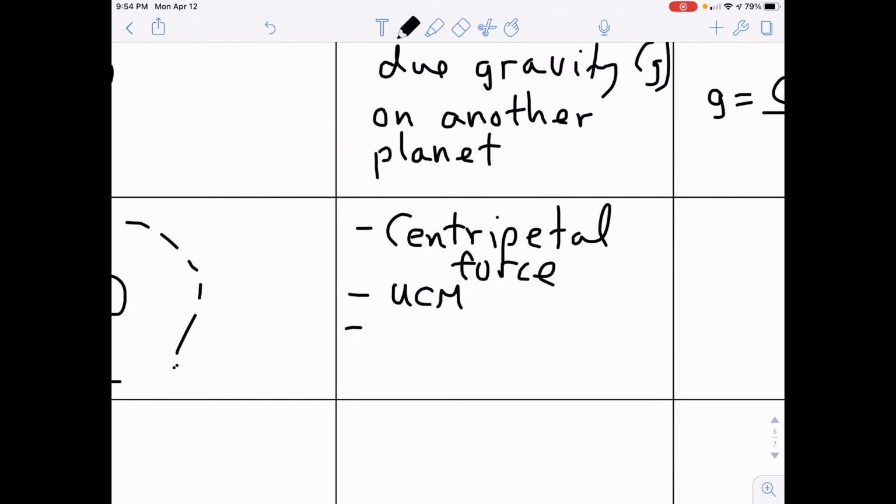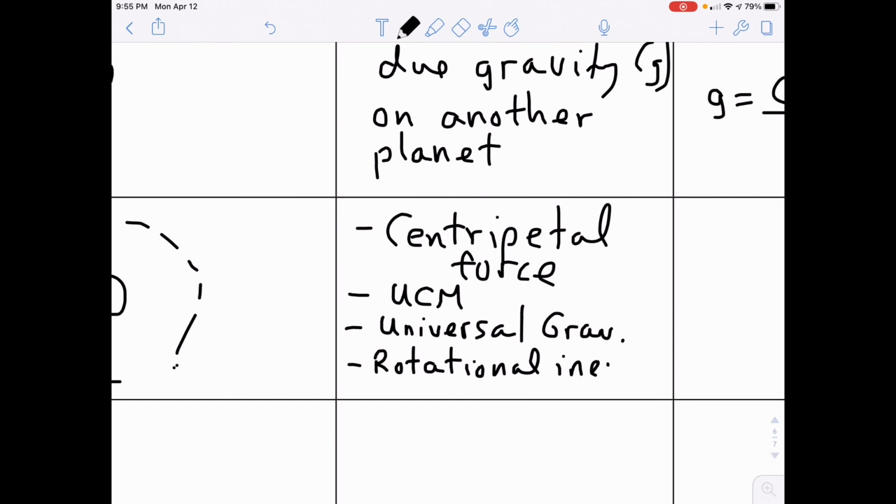Since it is centripetal force involving gravity, it could be a universal gravitation problem, right? And since it involves a point mass revolving around something else, it could even involve rotational inertia of that object. So in fact, there are even more concepts than I've listed here. These are just 4 that come to mind right away.